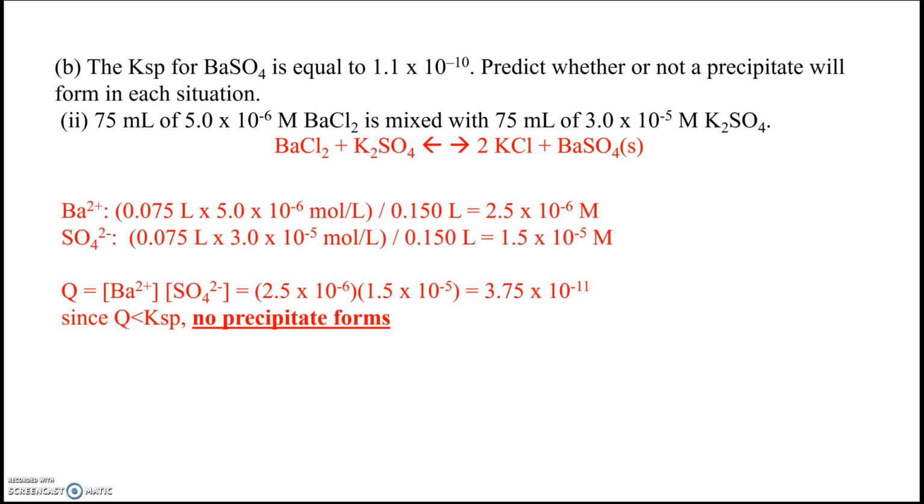And again, I run through the same sort of calculations. I take my volume times my molar concentration, divide that by my new total volume, which is 150 milliliters or 0.150 liters, and I get 25 times 10 to the minus 6 molar for barium ion. I do the same sort of calculation for sulfate, and I get 1.5 times 10 to the minus 5. I multiply these two together to see what my value of Q is. Now I see that my Q is less than my KSP, and therefore I don't get a precipitate that forms.